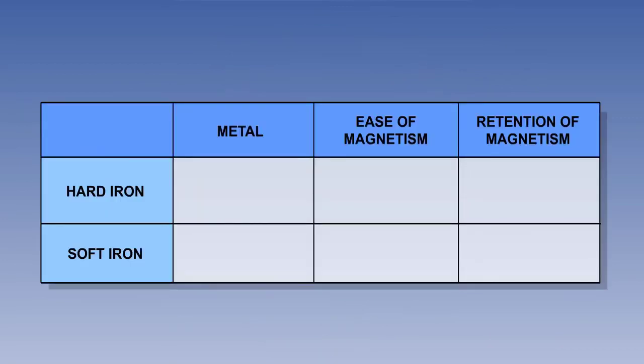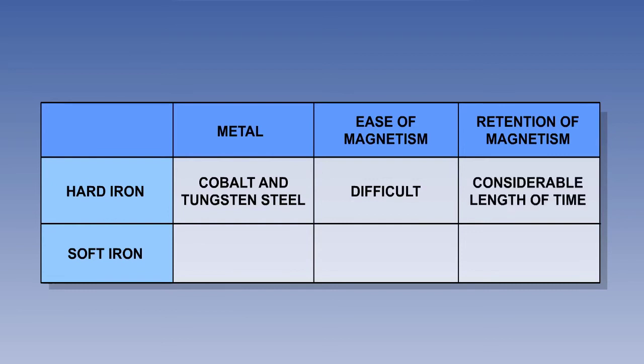Ferrous metals can be divided broadly into two categories of hard or soft iron. The terms hard and soft do not refer to the physical properties of the material, but to the magnetic properties of the material. Examples of hard iron are cobalt and tungsten steel. Hard iron is difficult to magnetize, but once magnetized, its magnetism will decay only very slowly, and it can therefore be considered for practical purposes to be permanently magnetized.